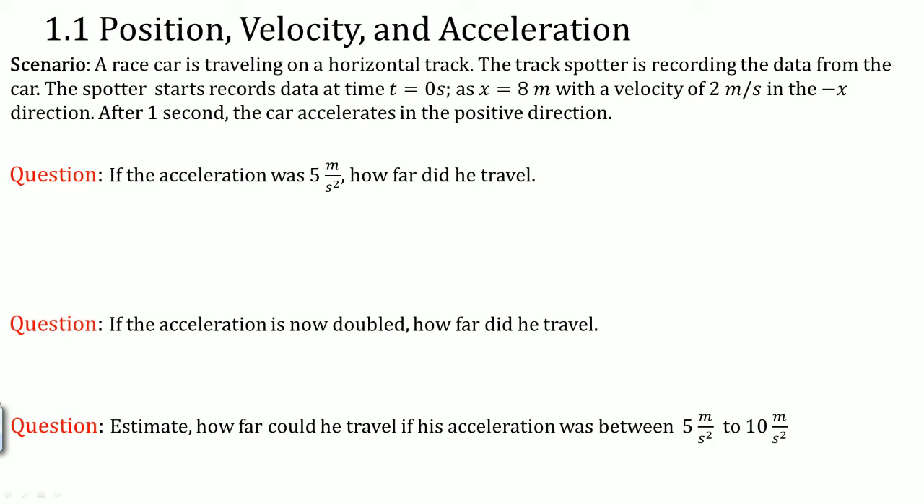Scenario: a race car is traveling on a horizontal track. The track spotter is recording the data from the car. The spotter starts recording the data at time t equals 0 as x is equal to 8 meters with a velocity of 2 meters per second in the negative x direction.